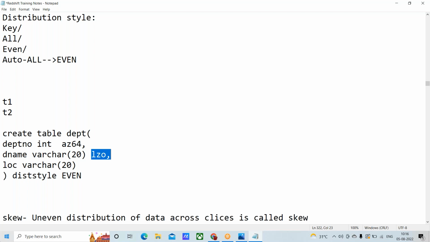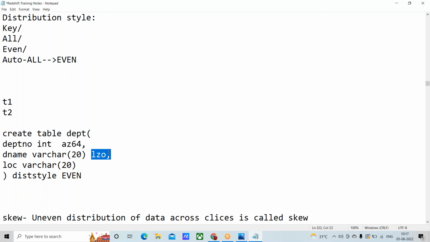In fact, it will take AZ64 for integers and decimals, LZO for varchar, and whatever is the best and latest available. In fact, AWS recommends not to specify it yourself, because if you give it, it is fixed and will not change. But if you don't give it and leave it to Redshift, even in future, if some new algorithm comes, it will take it automatically. So the best practice is not to specify it ourselves. Let Redshift take the latest available encoding.